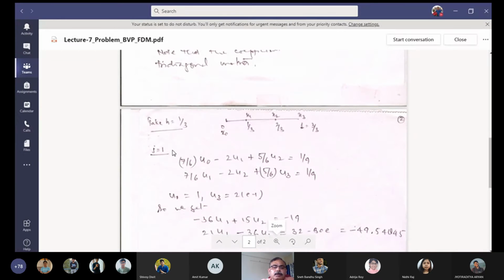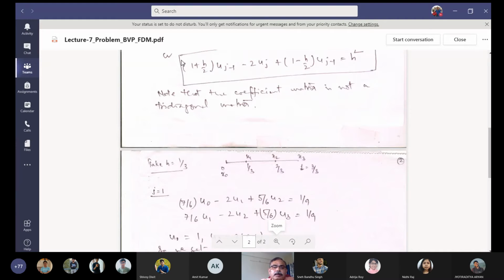So write down for i equal to 1, j equal to 1. So it will be 1 plus h by 2, h is 1 by 3, so it is 1 by 6 plus 1, that is 7 by 6, written here. For j equal to 1, it is u0 minus 2u1 plus 1 minus h, h is 1 by 3 minus 1 by 6, that is 5 by 6, and this is u2, so this should be j plus 1. Here there is an error. It should be j plus 1. So note down this correction. It should be j plus 1.